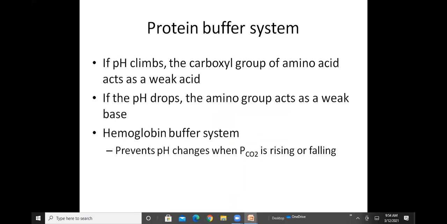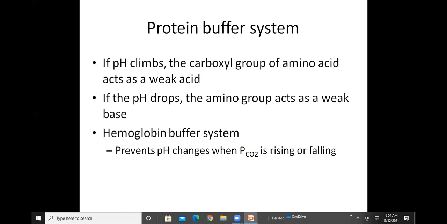So if the pH also drops, the amino groups would act as a weak base and take up what? Proton. So if the pH drops, whereby you're having more hydrogen ion in that solution, the amino group will take up some of this hydrogen atom and act as a weak base to mop up the hydrogen.